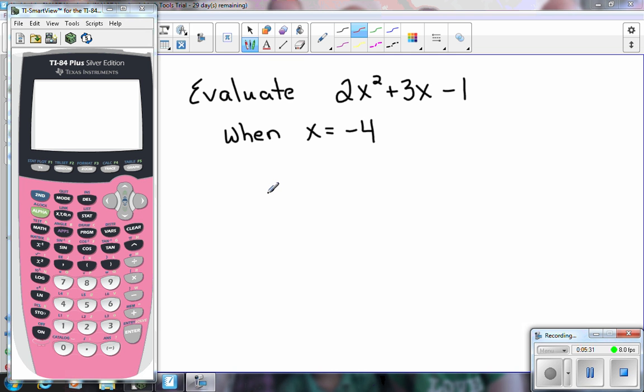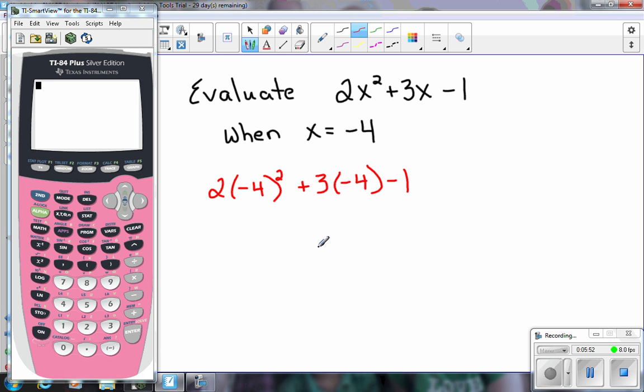Suppose you're asked to evaluate 2x squared plus 3x minus 1 when x equals negative 4. The first thing you're going to do is substitute the value in. Be really careful: since I'm squaring the value, I'm going to put parentheses around the negative 4, and I'm going to do that here as well. So I substitute the value in.